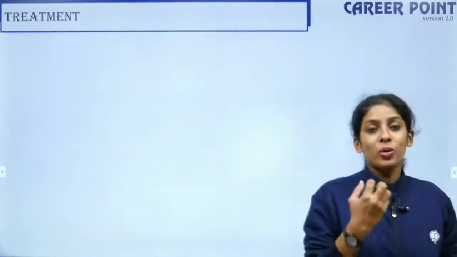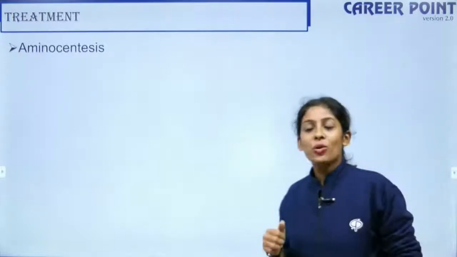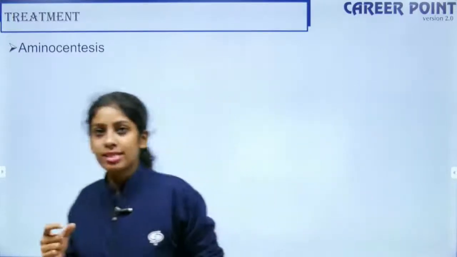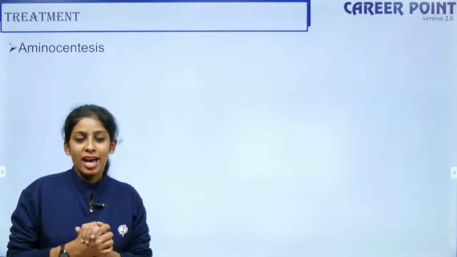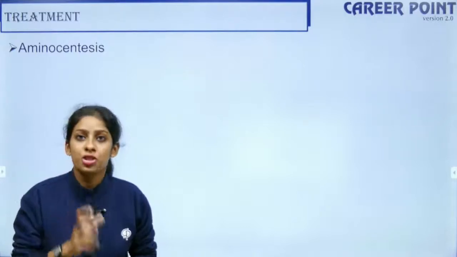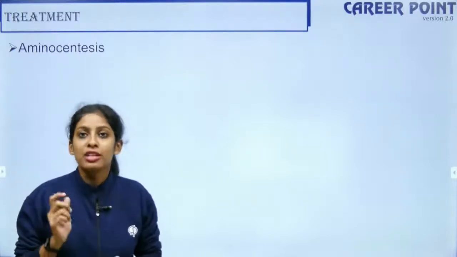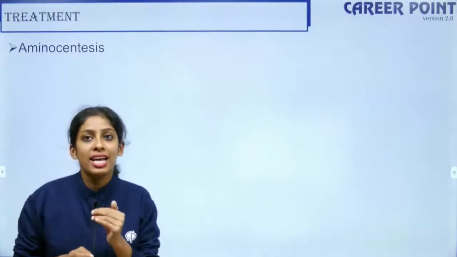So what is the treatment? Do we have a treatment right now for this Fragile X syndrome? You can do amniocentesis. You know what amniocentesis is, right? At the time of the child's development, you can take the cells of the amniotic fluid and do a karyotyping and check if the child is normal or if the child has Fragile X syndrome.